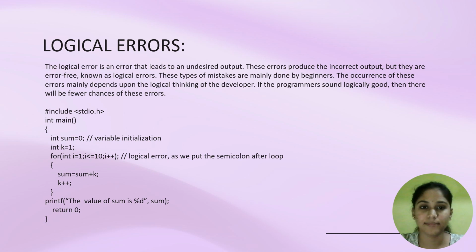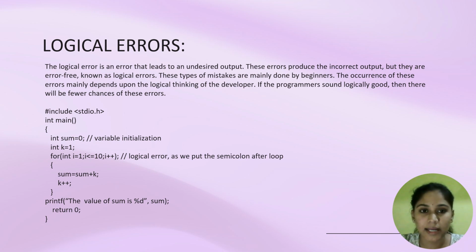Logical errors. Logical errors are the errors that occur due to undesired output. These errors produce the incorrect output, but the program is error-free, and they are known as logical errors. These types of mistakes are mainly made by beginners. The occurrence of these errors mainly depends upon the logical thinking of the developer. If the programmers are logically good, then there will be fewer chances of these errors.